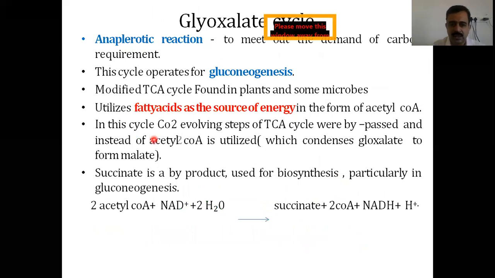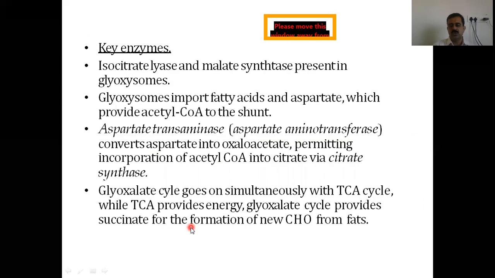Now, the glyoxylate cycle. This is again an important point to be considered. Anaplerotic reactions: to meet the demand of carbon requirement, the cycle operates for gluconeogenesis. It is a modified TCA cycle found in plants and some microbes that utilizes fatty acids as a source of energy in the form of acetyl coenzyme A. In this cycle, the CO2-evolving steps of the TCA cycle are bypassed, and instead acetyl coenzyme A is utilized, which condenses with glyoxylate to form malate. Succinate is a byproduct used in biosynthesis, particularly gluconeogenesis. So this is an alternate pathway that comes into play with citric acid.